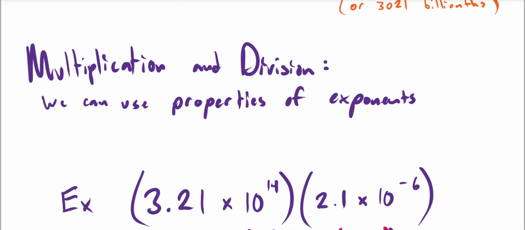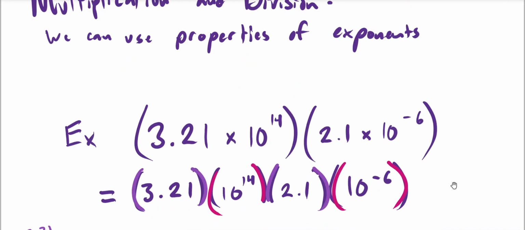So for example, let's say I wanted to multiply 3.21 times 10 to the 14th times 2.1 times 10 to the minus 6. What I could do is rearrange this a little bit. This is all just multiplication. They use the x quite frequently to mean multiplication with scientific notation. No problem. That's just times. This is 3.21 times 10 to the 14 times 2.1 times 10 to the minus 6.